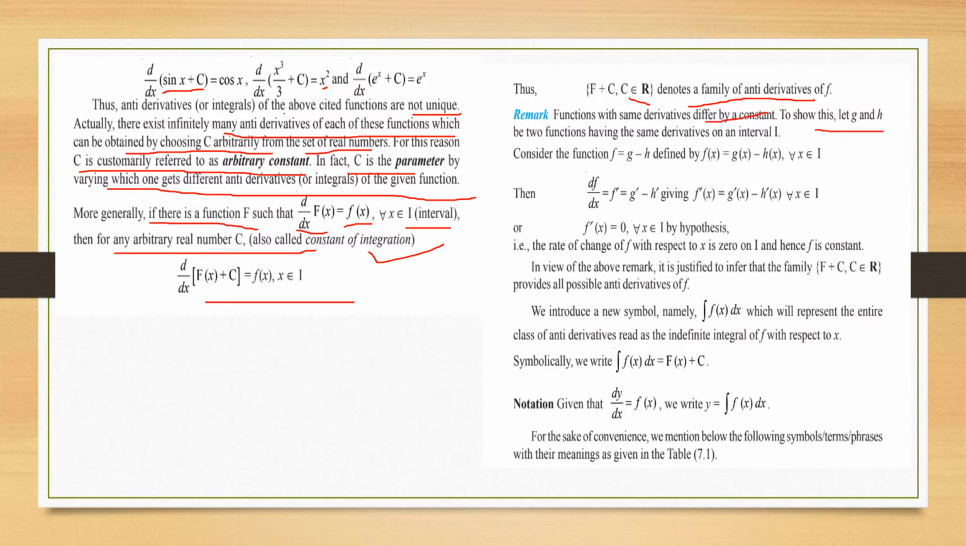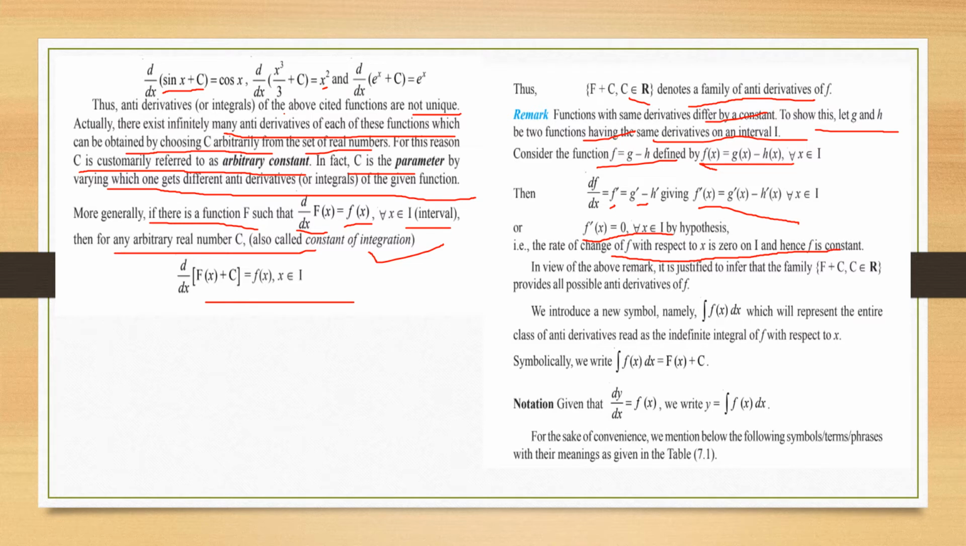To show it, let g and h be two functions having the same derivative on interval I. Define f as g minus h, that is f(x) equal to g(x) minus h(x) for all x belonging to I. So df/dx, which is f dash, is g dash minus h dash, giving f dash of x as g dash of x minus h dash of x for all x belonging to I. Or f dash of x equals 0 for all x belonging to I by hypothesis, that is, the rate of change of f with respect to x is 0 on I, and hence f is constant.